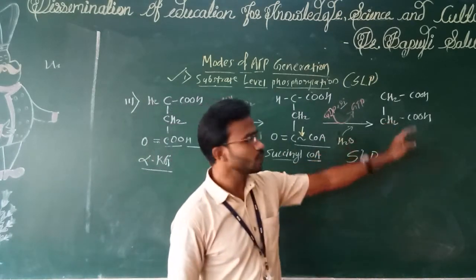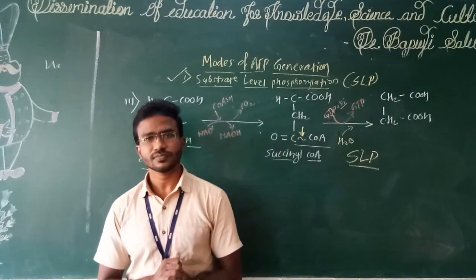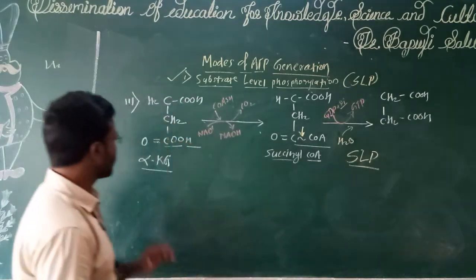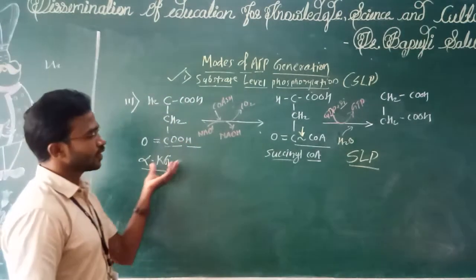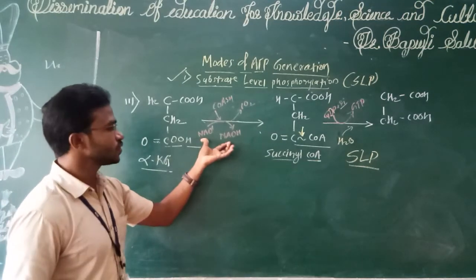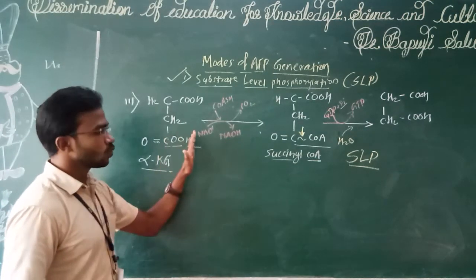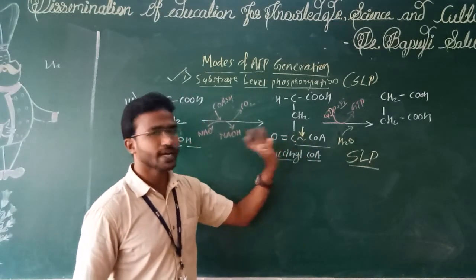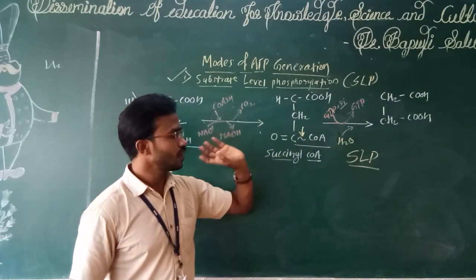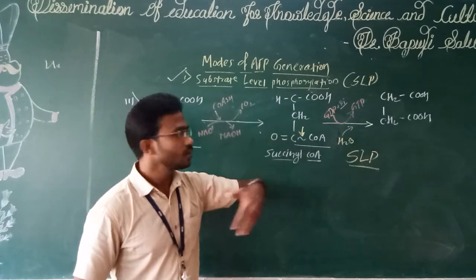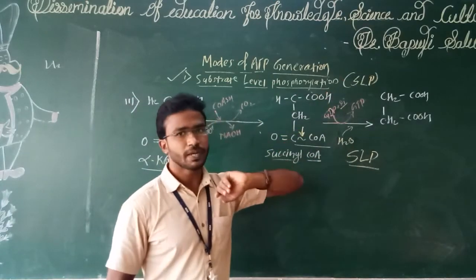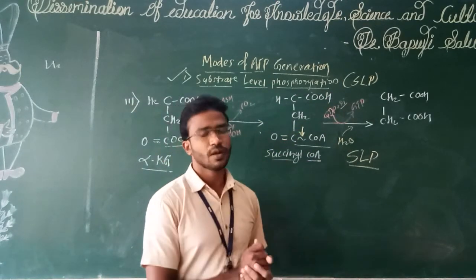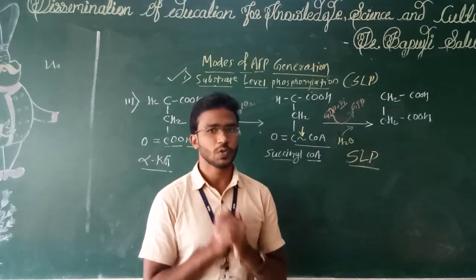This is a compound called succinate. Third example, once again I repeat, alpha ketoglutarate undergoes oxidative decarboxylation. The COOH group is released, replaced by coenzyme A, and finally this bond is hydrolyzed. The amount of energy released is stored in the form of GTP. This is the third example of substrate level phosphorylation.